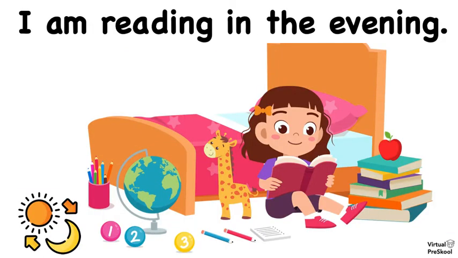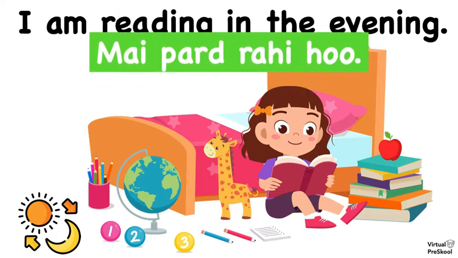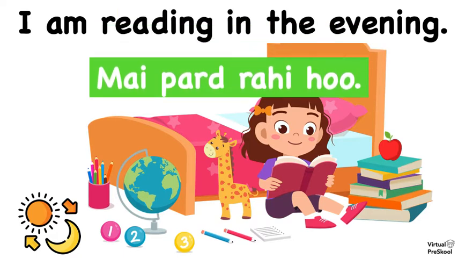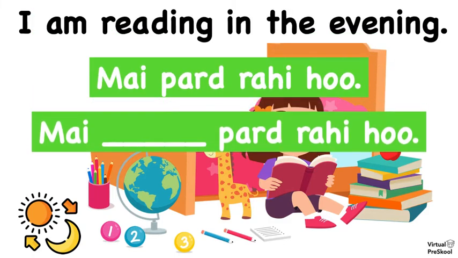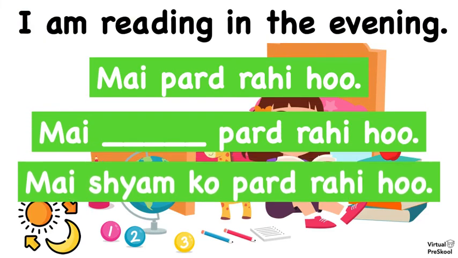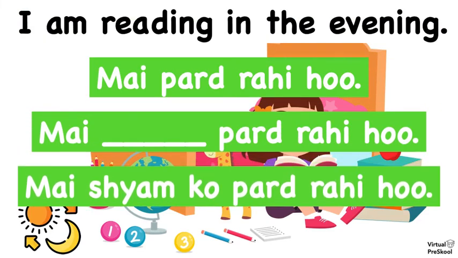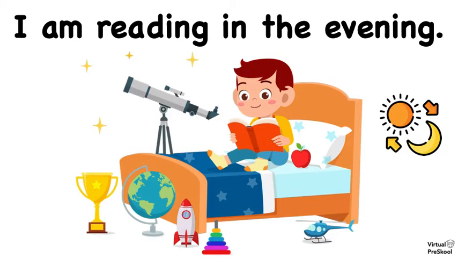I am reading in the evening. Same thing, let's conjugate first. I am reading is मैं पढ़ रही हूँ. And in the evening, what is evening and our connector word for evening? शाम को. So let's add that into the sentence now. मैं शाम को पढ़ रही हूँ.